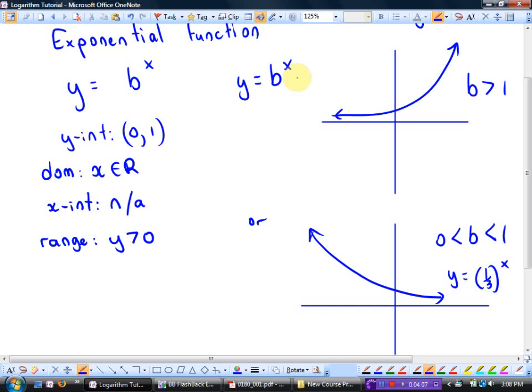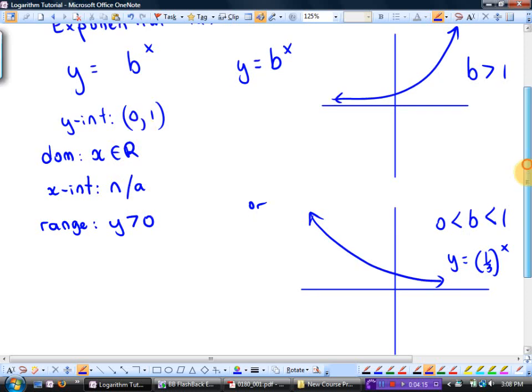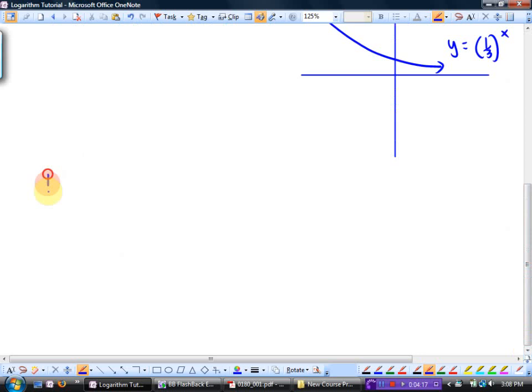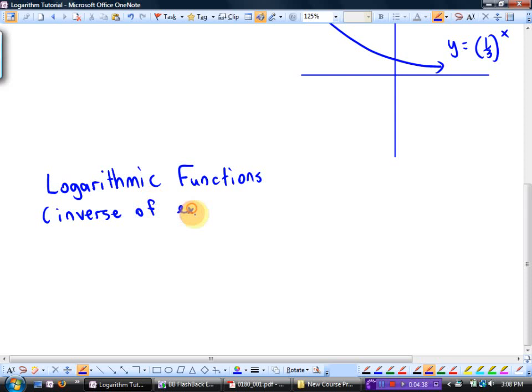I don't care. But the reason I spent so much time on this was this allowed us to graph logarithmic functions. Logarithmic. Spelled right? Yes. Functions. The key was, this was the inverse of an exponential. It was the inverse of an exponential.